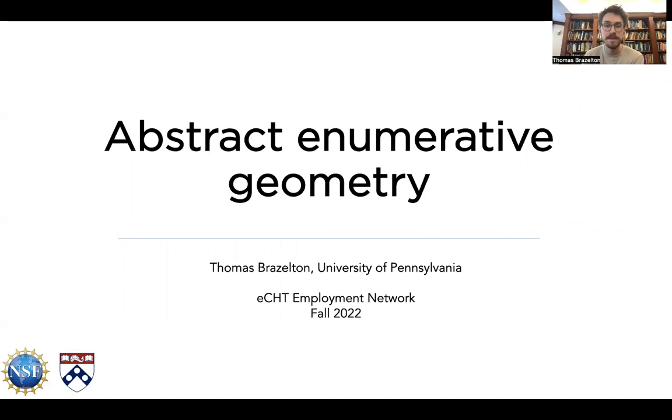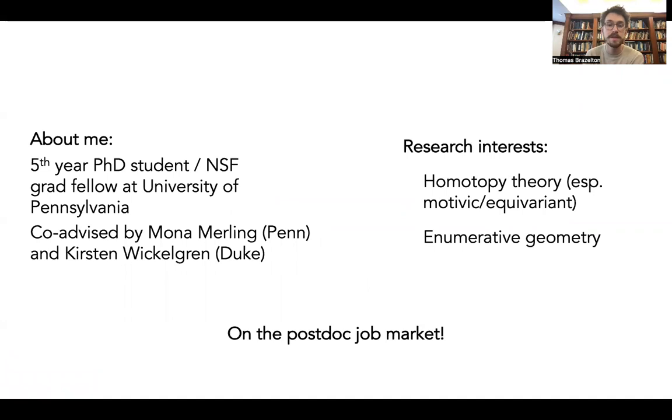My name is Thomas Brazelton. I'm a PhD student at the University of Pennsylvania. I'm co-advised by Mona Merling here at Penn and by Kirsten Wickelgren at Duke. I'm interested in homotopy theory, especially motivic and equivariant homotopy theory, as well as enumerative geometry and the interplay between these two fields. I'm currently applying for postdocs, hoping to start postdocs next fall.